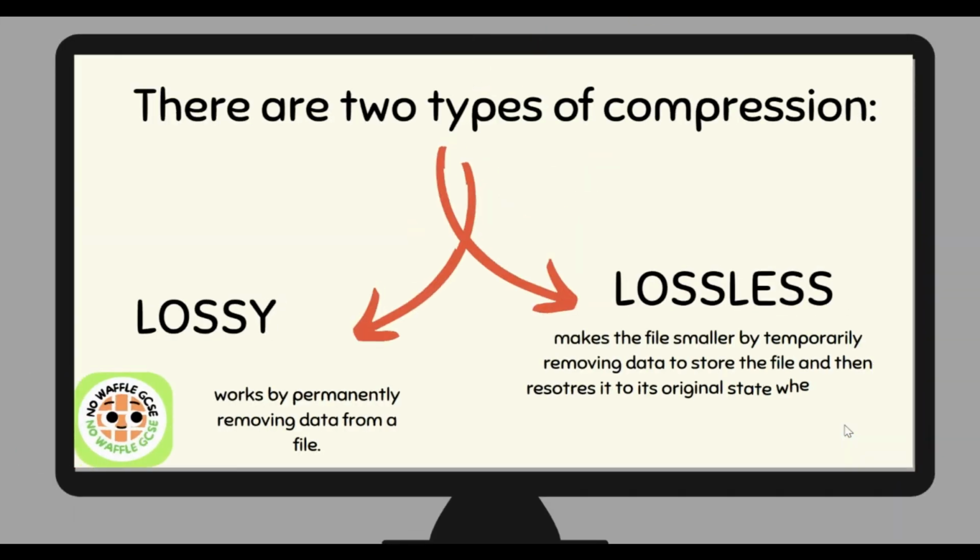Now, there are two types of compression: lossy and lossless. So lossy works by permanently removing data from a file, whereas lossless compression works by making the file size temporarily smaller by removing data to store the file and then restoring it to its original state when you open the file again. So lossless compression is only compressing it for when you're storing it, whereas lossy is permanent.